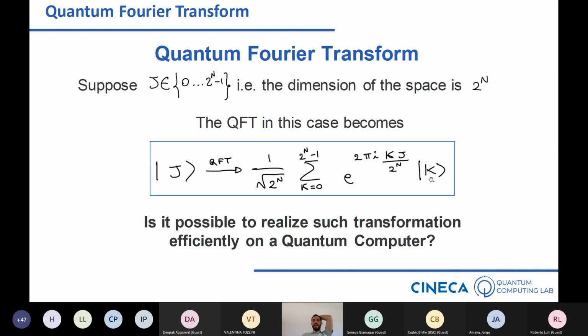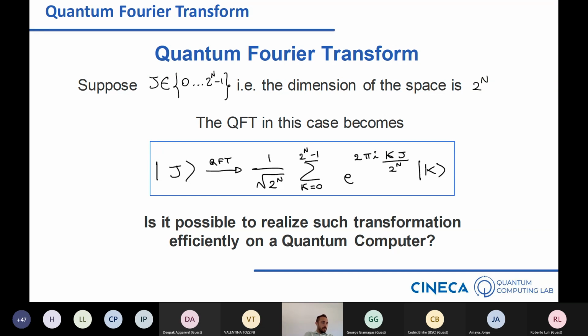So it's a summation over k from 0 to 2 to the n minus 1, multiplied by this phase k. Again, you can think of the Hadamard gate applied to n qubits as a special case of quantum Fourier transform, where we have seen before what happens.